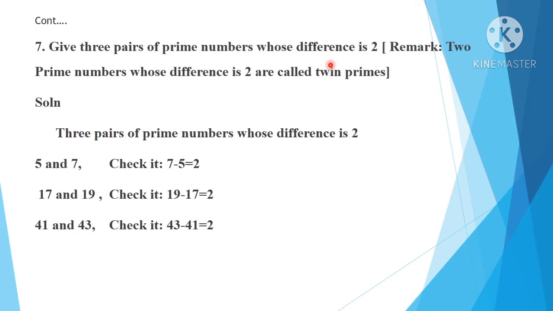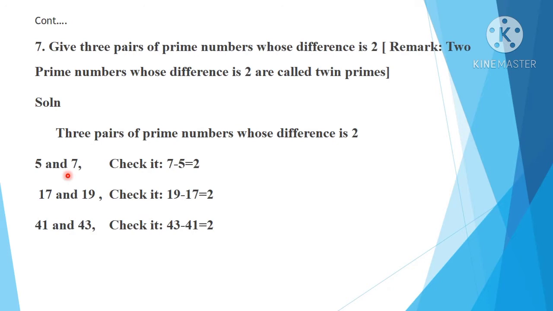So now check for the next pair. 5 and 7. 7 minus 5, what is the answer you are getting? 2. So we can write the first pair as 5 and 7. You can write any pair of prime numbers, children, but the only condition is the difference: when you subtract, the answer should be 2. So here I have taken the next pair as 17 and 19. 19 minus 17, check it. The answer is 2. So we can write 17 and 19 as the second pair.